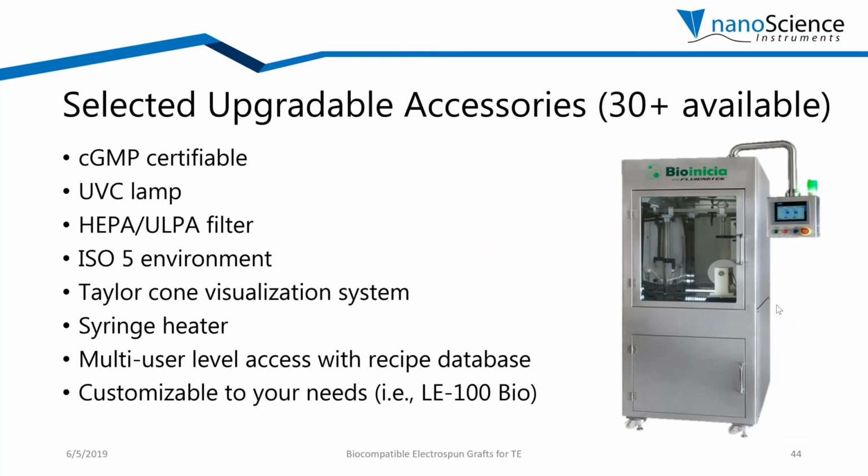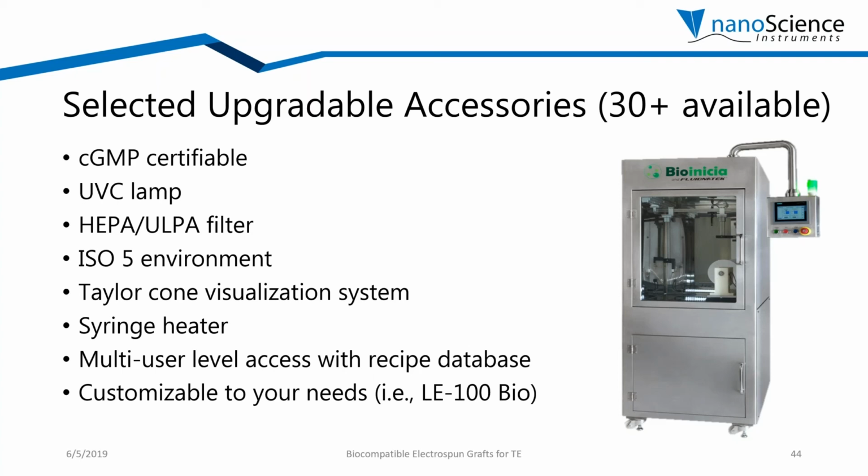Our Fluidnatek technology, as I mentioned in one of the first slides, can be upgraded with up to 30 or more accessories at any time. We know some of the struggles for tissue engineering applications. That's why our units can be scaled up to improve production. They can even be certified by current GMP. We also offer HEPA filters and UVC lamps to have a cleaner environment.